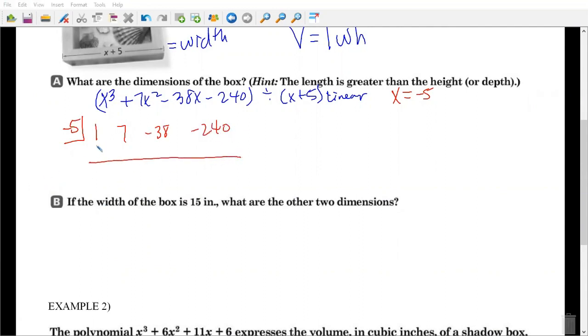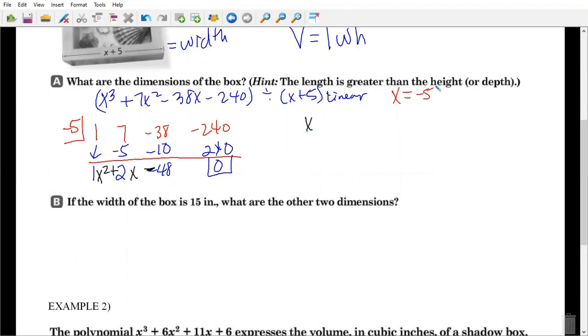And then I begin. Bring down my 1. -5 times 1 is -5. 7 minus 5 is 2. -5 times 2 is -10. -38 plus -10 is -48. -5 times -48 is positive 240. And that gives me 0. So I know that my quotient is 1x squared plus 2x minus 48.